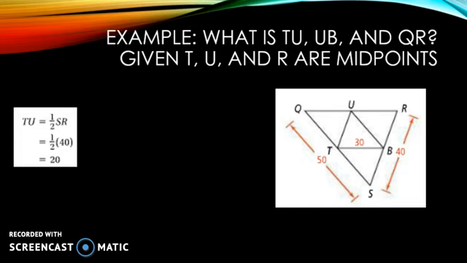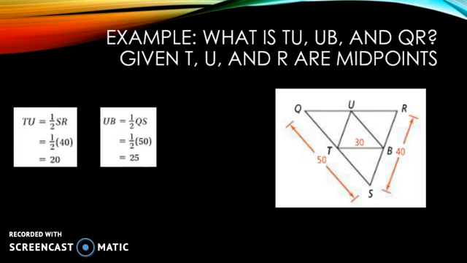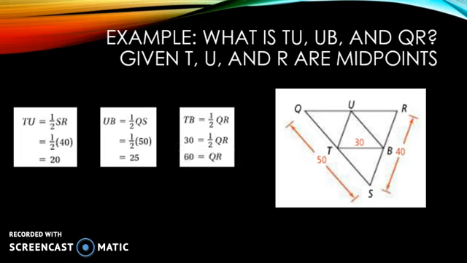We know that QS is 50, and UB is just half of QS. So half of 50 is 25. And finally, we know that TB is 30, and TB is half of QR. Well, that means that 30 equals half of QR, so we multiply by 2, QR is 60. Okay, so that's a little bit of midsegment.